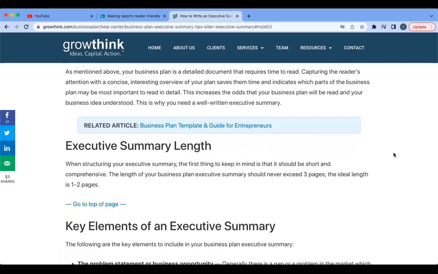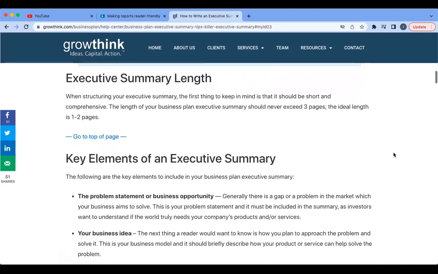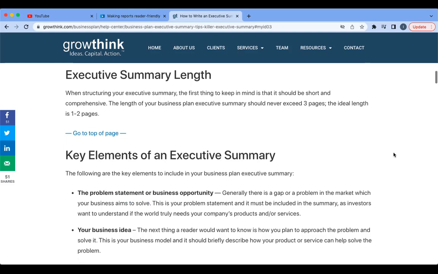The executive summary length is usually 1 page for college and university proposal writing or research report writing. However, for company writing, it does not exceed 1 or 2 pages. As it sounds, it is a summary for the executive. So when you're structuring your executive summary, the first thing to keep in mind is keep it short, keep it comprehensive, keep it concise. The ideal length cannot exceed 1 or 2 pages.